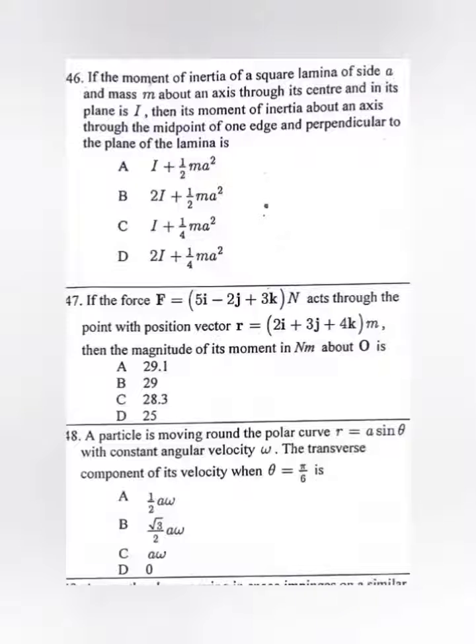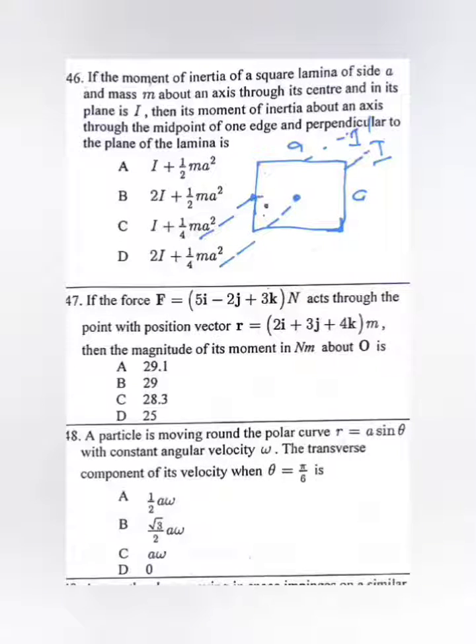In number 46, we have that if the moment of inertia of a square lamina of side A and mass m about an axis through its center and in its plane is I, then its moment of inertia about an axis through the midpoint of one edge and perpendicular to the plane of the lamina is, and we have these options. So we have to make a sketch of the square, and it is said to be of side A. So if the axis is here, denote it I prime, and the axis through the center, we can denote that one as I, as already given in the question.